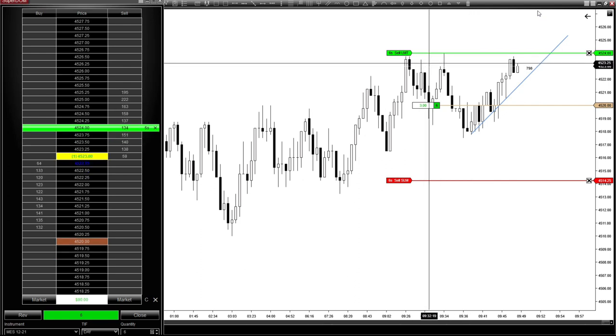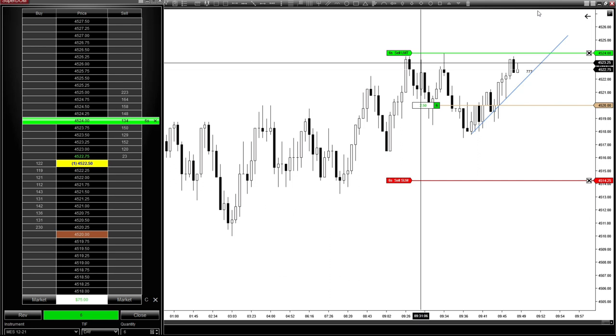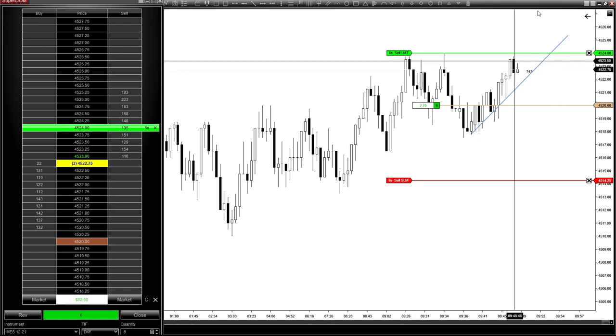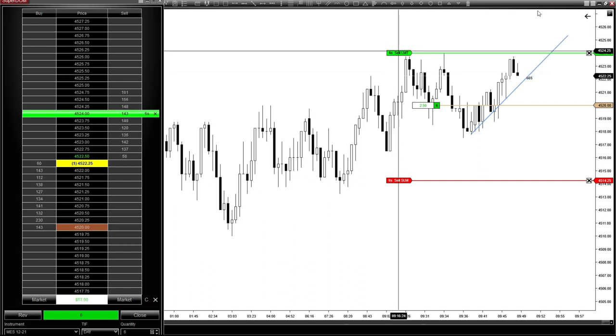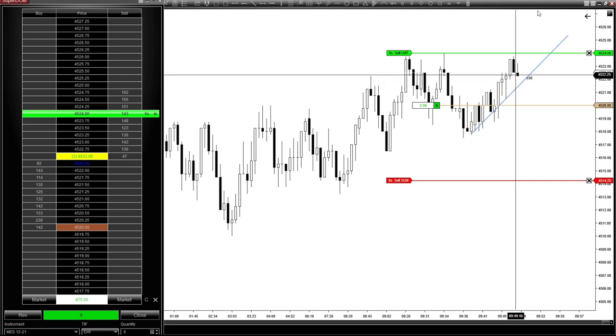Just because it's looking like a triple top, you could almost call it a quad with this one right here. And I'd rather have 3 points than nothing. So we might have kind of missed the boat to get out at 3 points now.